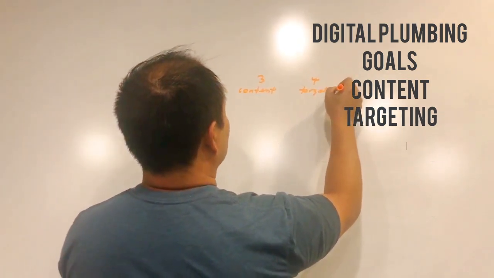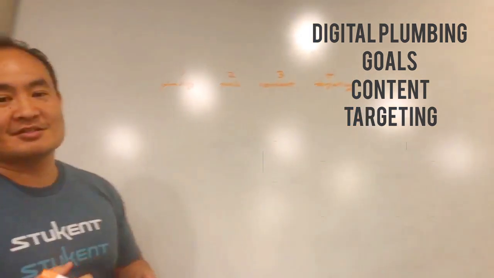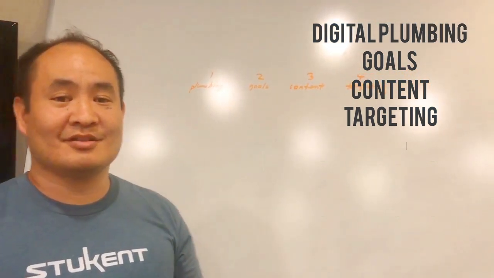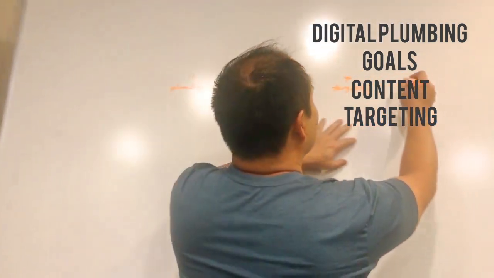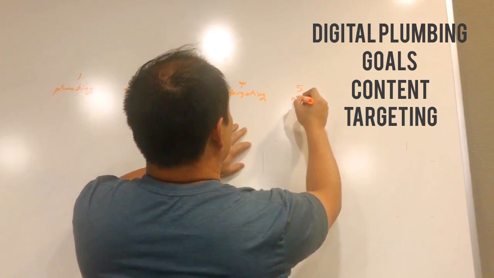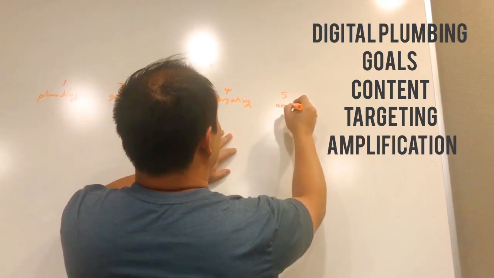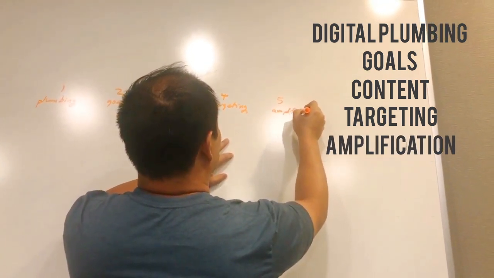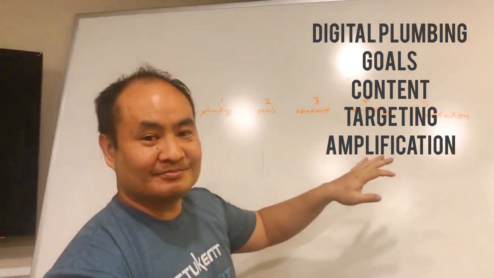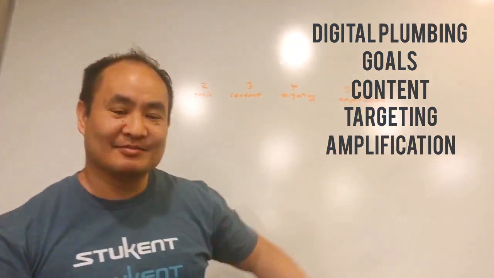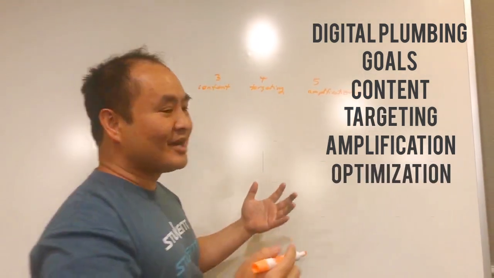Targeting is the custom audiences. It's lookalike audiences. It's a standard set of audiences that we want to be able to build so that the combination of the content and the targeting allows us to run ads. And so we call that amplification. And when we have amplification, meaning we've set up the ads and we've let them run, then we have to optimize.